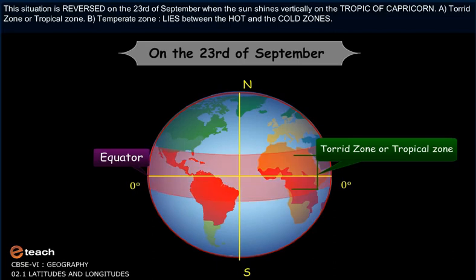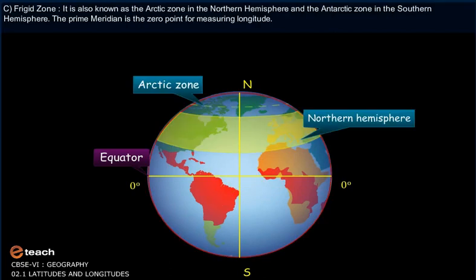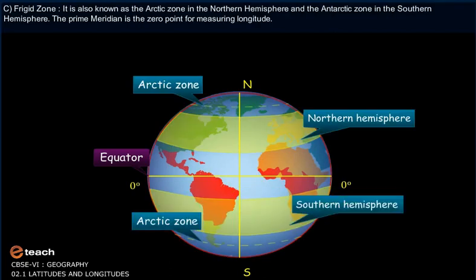Torrid zone or tropical zone. Temperate zone, hot and the cold zones. It is also known as the Arctic zone in the northern.